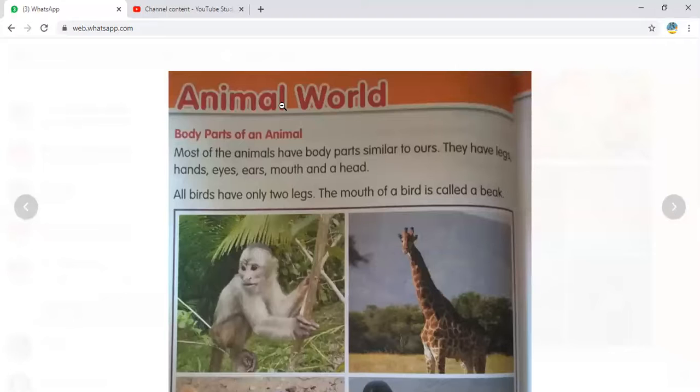The mouth of the bird is called a beak. What does our bird have? A beak. The mouth of a bird is called a beak.